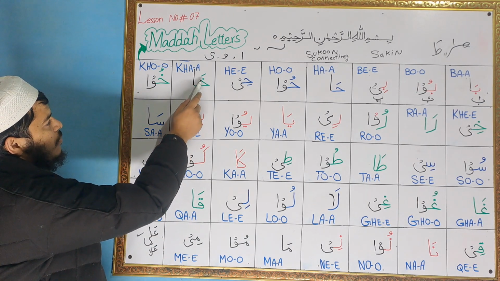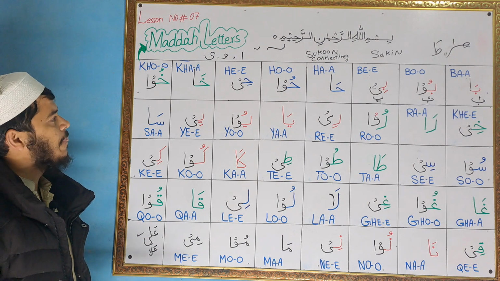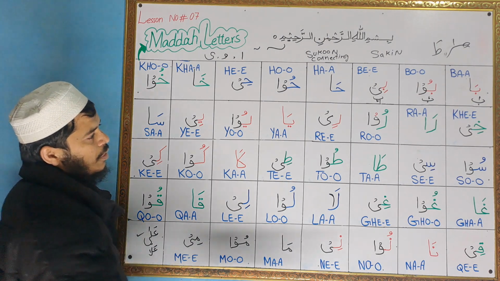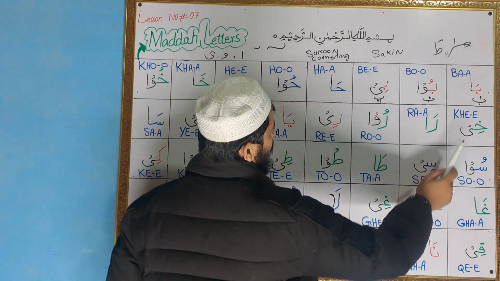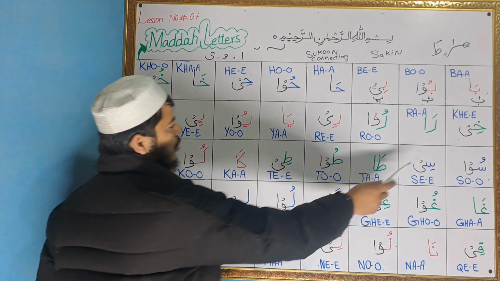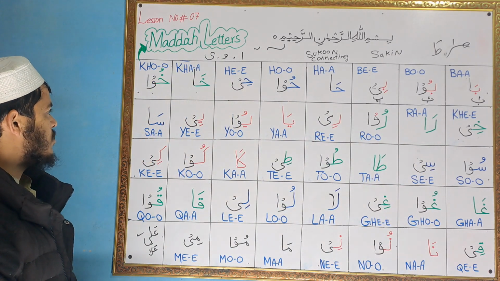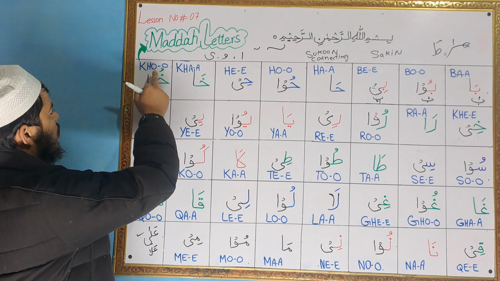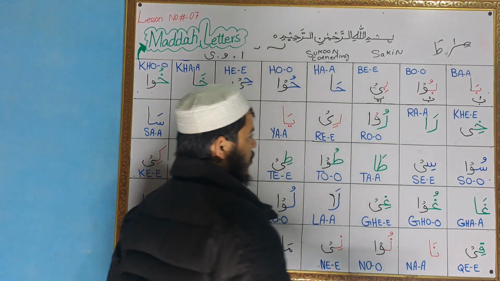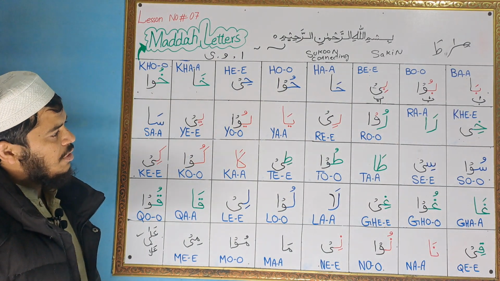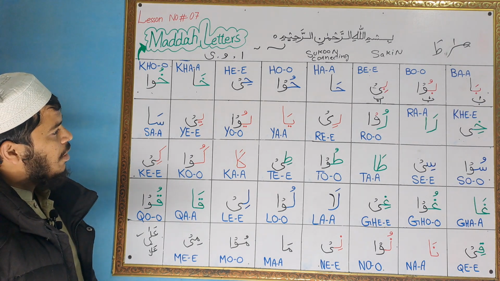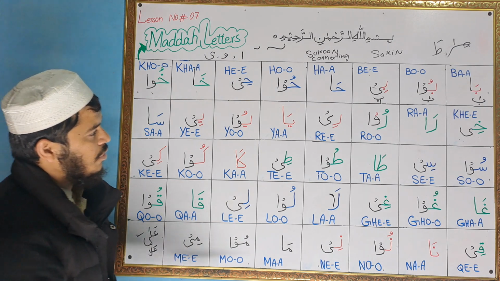So kha, alif, fatha, kha, waw, dhamma, khu, kha, ya, kasra, khi, kha, khu, khi. And let's suppose it's written in Uthmani script, so it will be like that without sukoon. The same thing without sukoon, the same sound for Uthmani script. And in Indo-Pak we will use a sukoon sign on it.